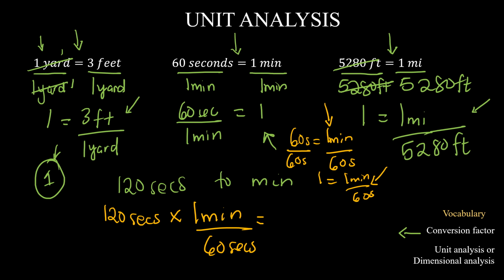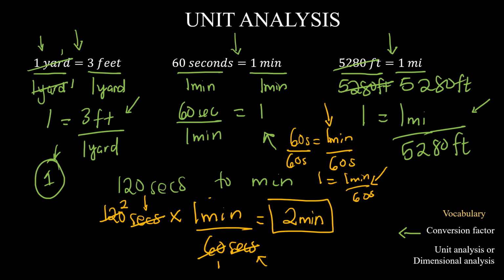Okay, so let's see. Seconds here cancel seconds here, right? Because this one is in the numerator, this one's in the denominator. So it's like seconds over seconds. That's going to be 1. All right, and then 60 goes into 120 2 times. So it's actually 2 times 1 here, which is 2 minutes. All right, so I have converted 120 seconds to minutes using conversion factors.